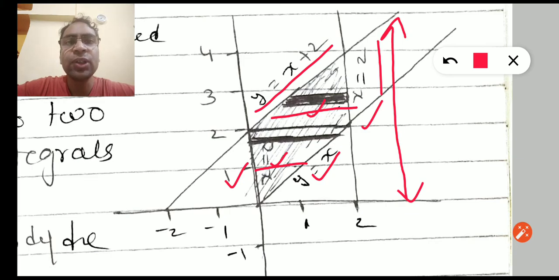So that's it for the lecture. In the next lecture, we will continue with the same question and we'll try to solve it with the horizontal as well as with the vertical strip.